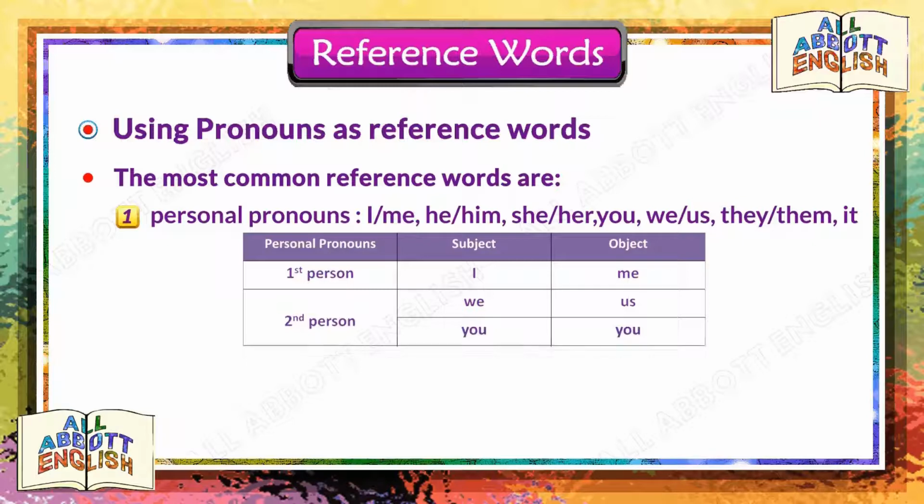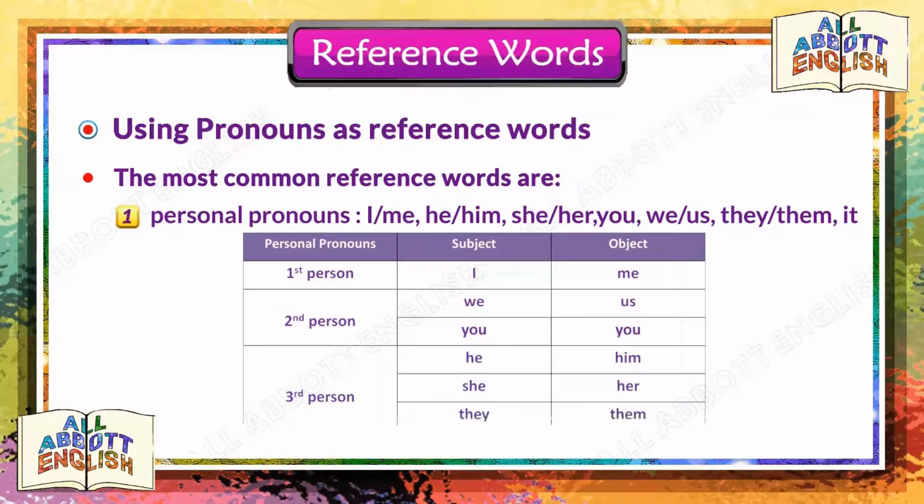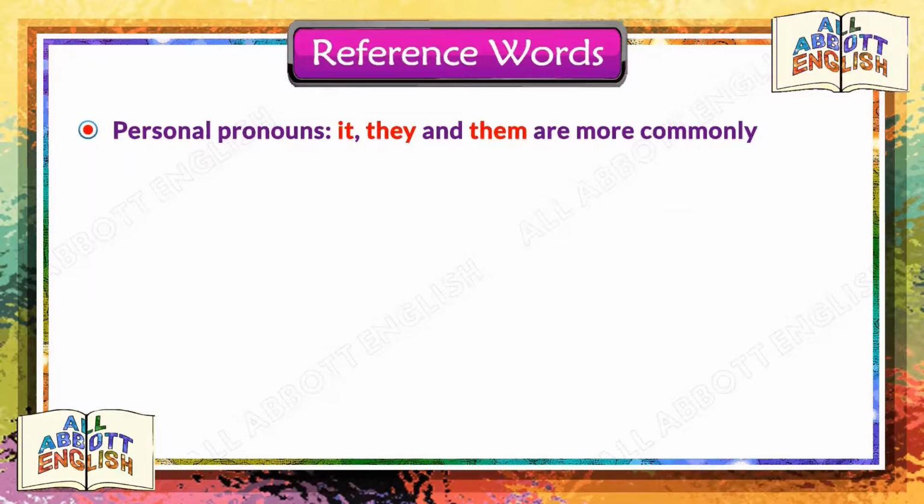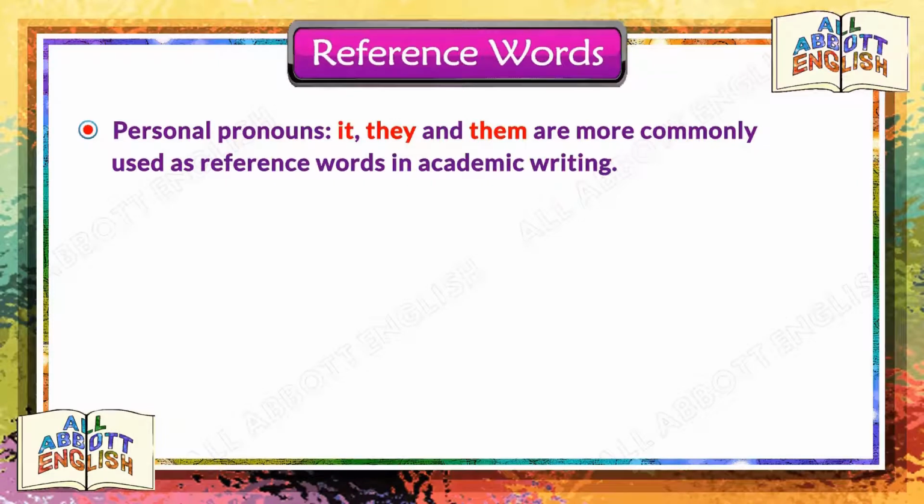In this table, you can see 2 cases of personal pronouns. The subject pronouns, and the object pronouns. The subject pronouns replace the name of the subject in the sentence, the object pronouns replace the object in the sentence. The personal pronouns, it, they, and them, are more commonly used as reference words in academic writing.